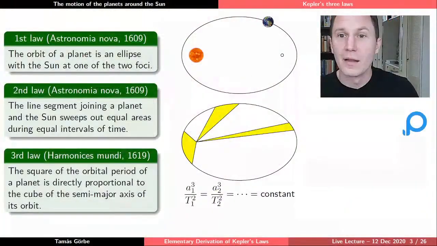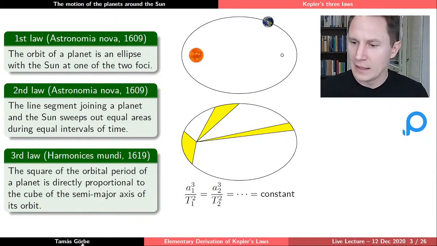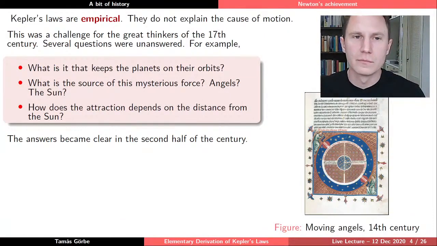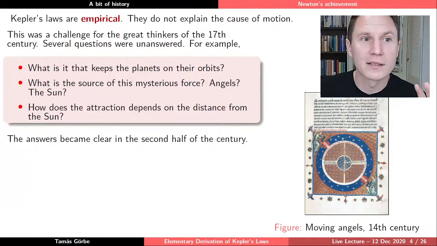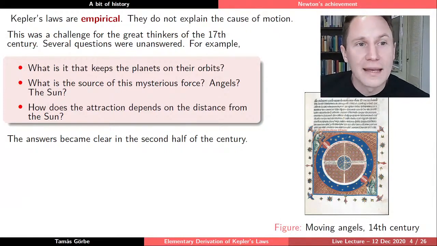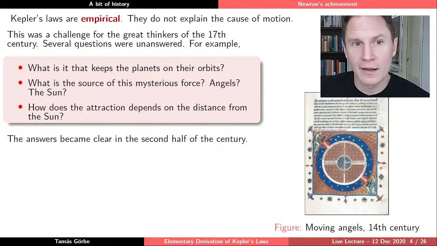Okay, so let me then move on from Kepler's laws. Now we have seen these 3 laws. We have understood them. Now I have to say that these are great. Kepler's laws were a great achievement of Kepler, but they are empirical, so they come from experience, from the measurements of Tycho Brahe, so they do not explain the cause of the motion of the planets.